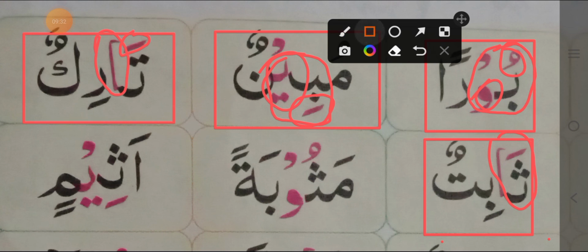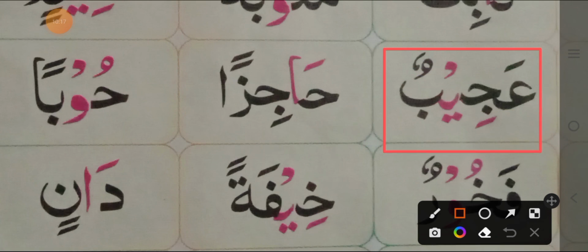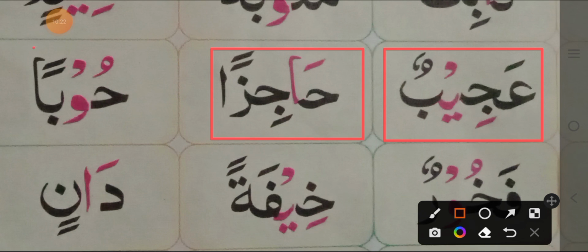and in the next one word we also read about the waw madda, because before waw here's the pesh, so it's called waw madda. In the next word we read about ya madda, because can you see, before ya here's the zer, so it's called ya madda. Here we just read about ya madda. In this word we read alif madda, and in this word we read waw madda.